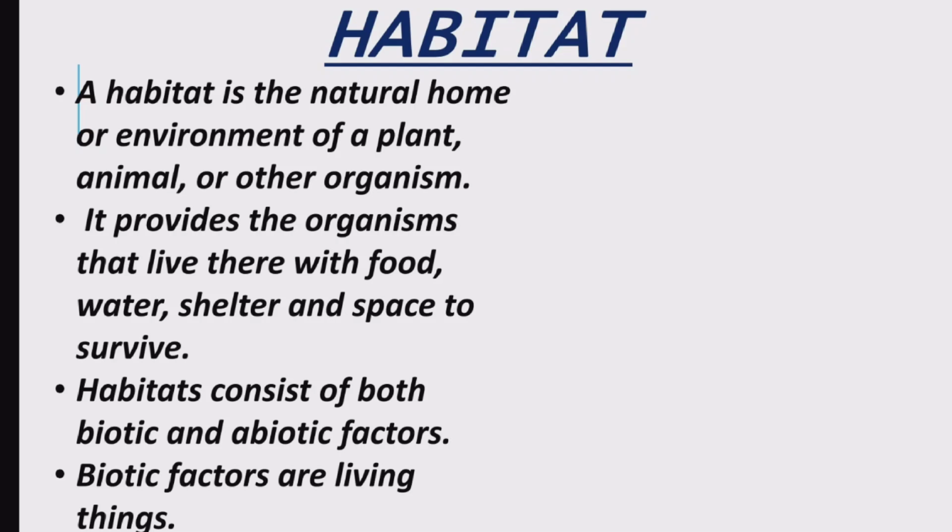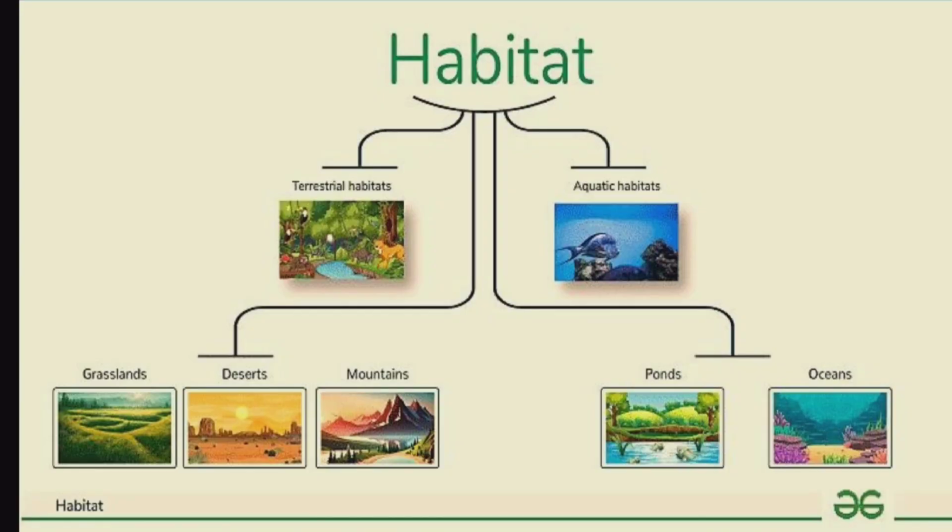Habitat also consists of biotic and abiotic. Biotic means living things and abiotic means non-living things. Habitat consists of terrestrial habitats and aquatic habitats. Terrestrial habitats consist of grasslands, deserts, mountains. Aquatic habitat is like ponds, oceans.